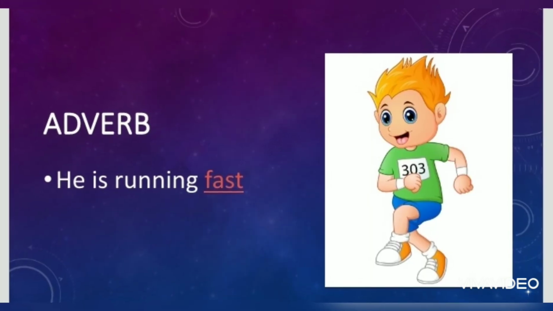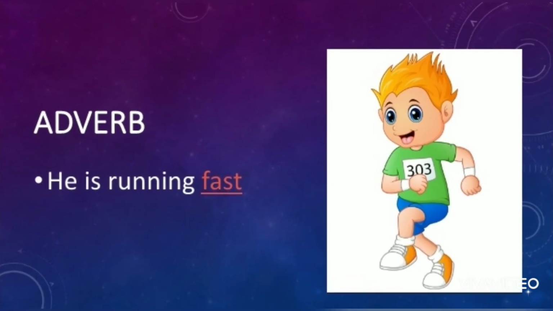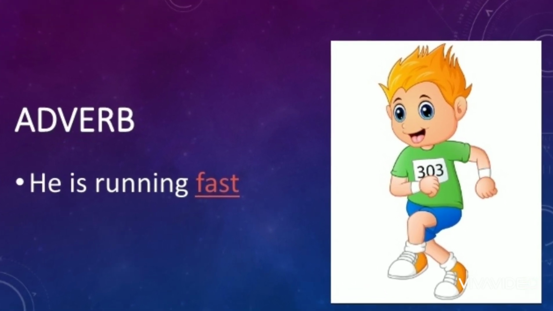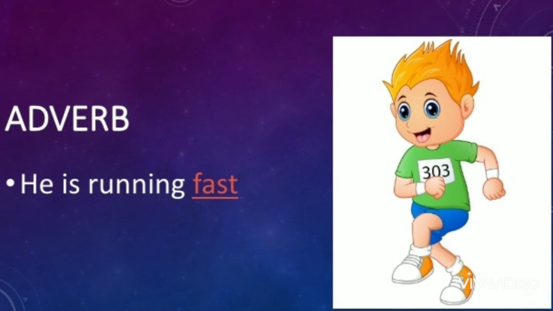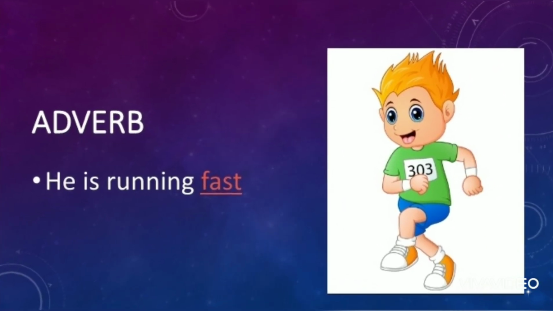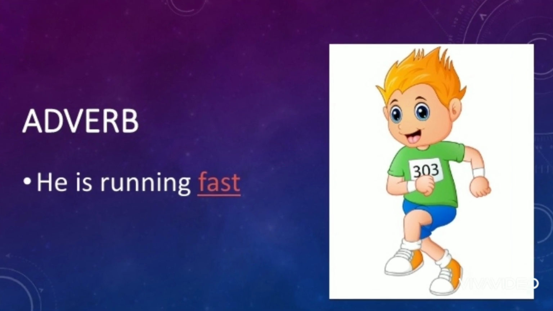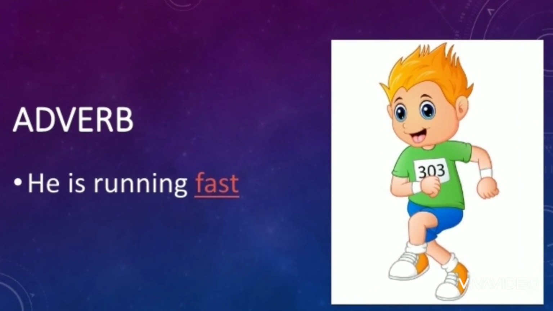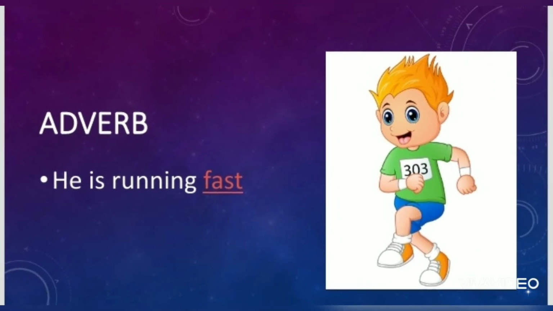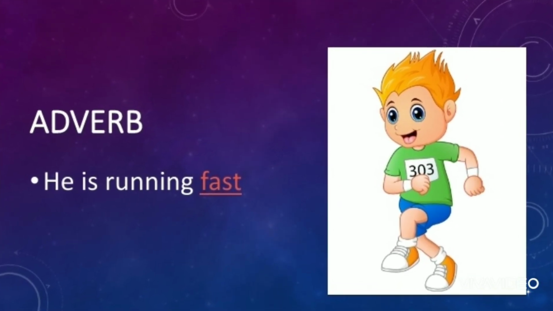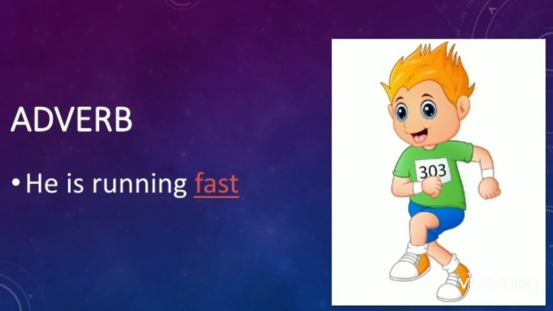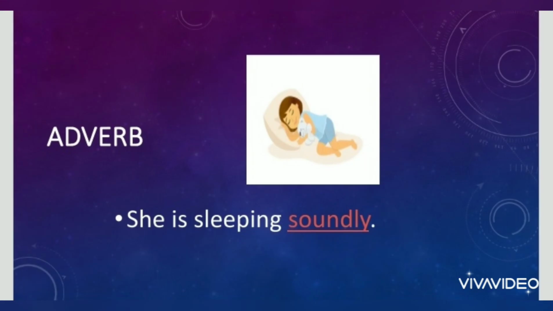How, when, why. Let's see an example. A boy is running. Yes, this is verb, running. How is he running? Fast. What is fast? It's not an adjective. It is an adverb, and it is telling us information about verb. He is running fast. So it answers the question how. So adverb tells us about verb. It gives us more information about verb. So he is running fast.